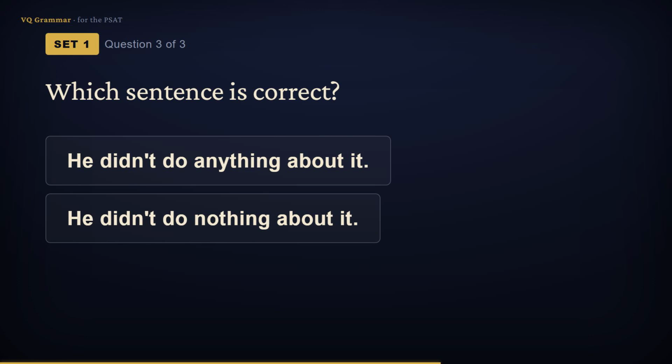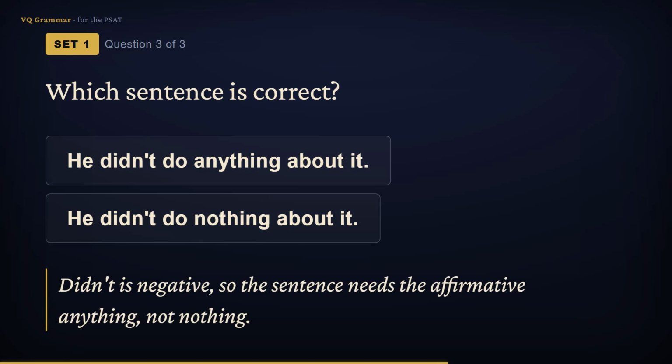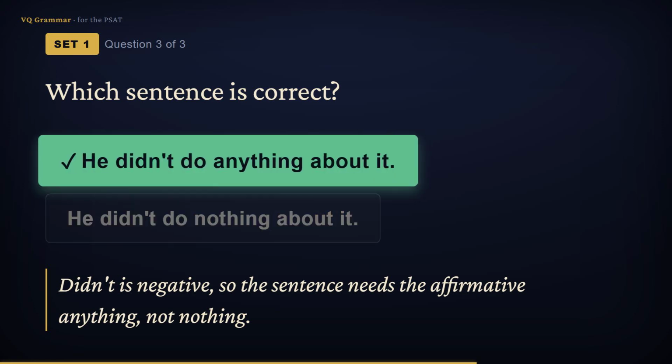Option A. He didn't do anything about it. Option B. He didn't do nothing about it. Didn't is the negative in both. Option B adds nothing, doubling up. Option A uses anything, the yes word, so only one negative remains. So the answer is A.